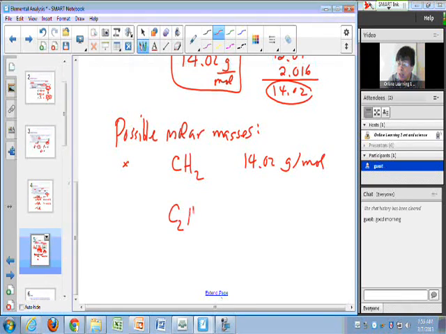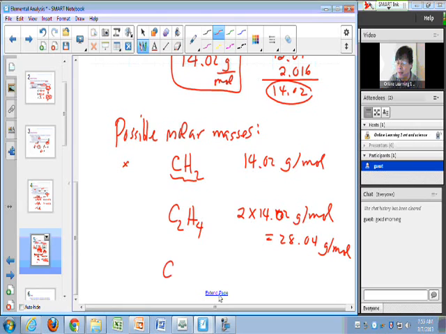If it was C2H4, that's a multiple of CH2. That's twice as much carbon and hydrogen in your formula. Then the molar mass would be 2 times 14.02 grams per mole. So that's going to be 28.04 grams per mole.